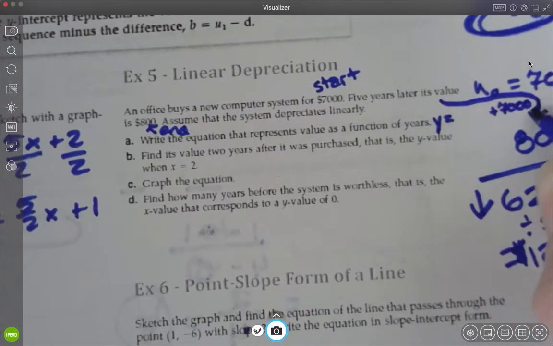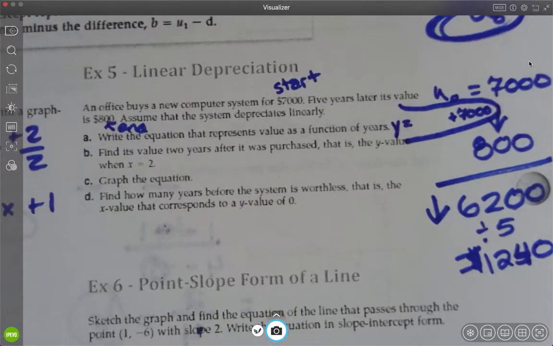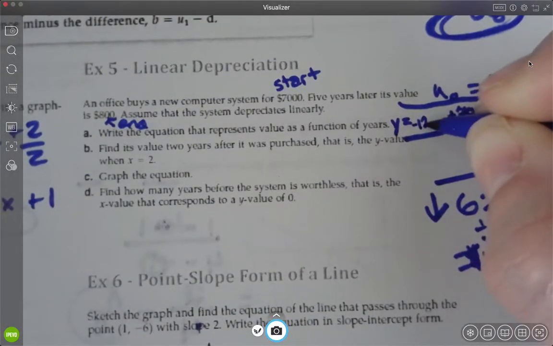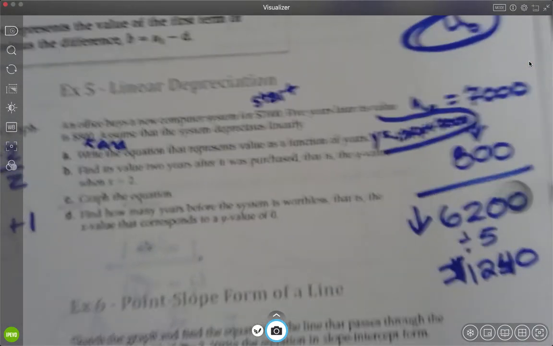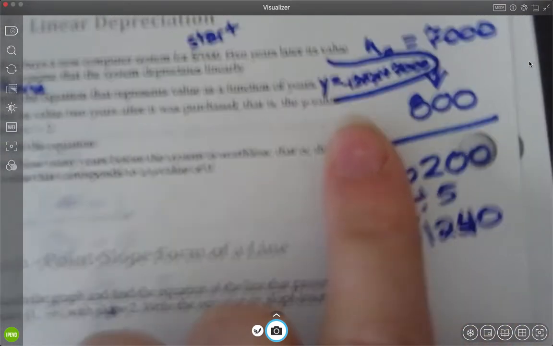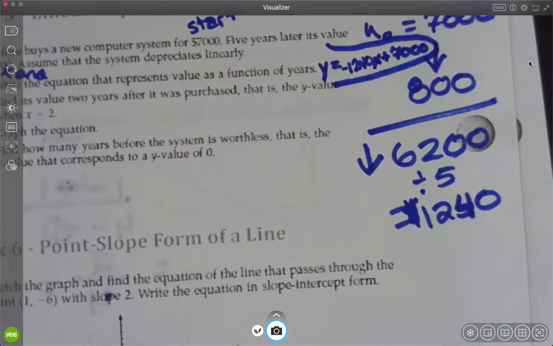This is my number 1. And then what is the M? How much is it decreasing every year? 1240x. 1240. Okay, negative, and it needs to be negative because we're depreciating. So negative 1240x. That's right here. Negative 1240x plus 7,000. That's our function, right? Write that in there.